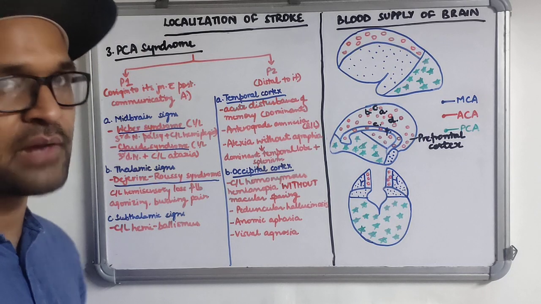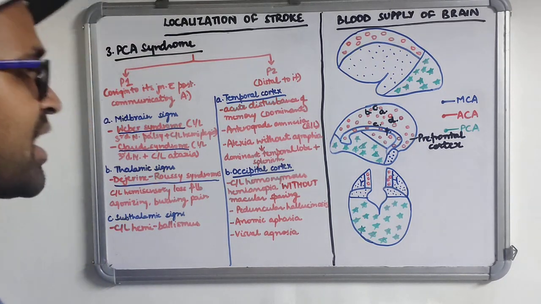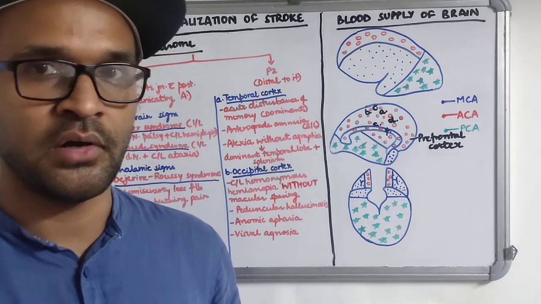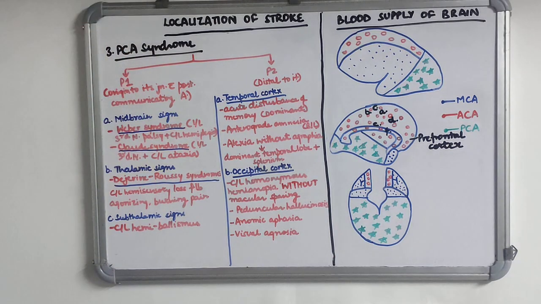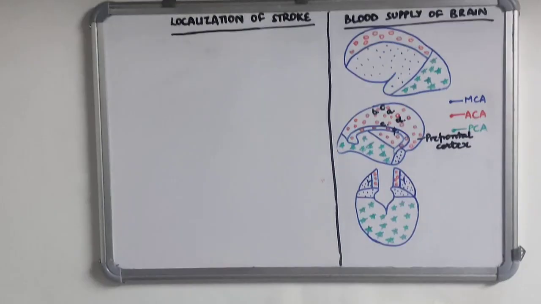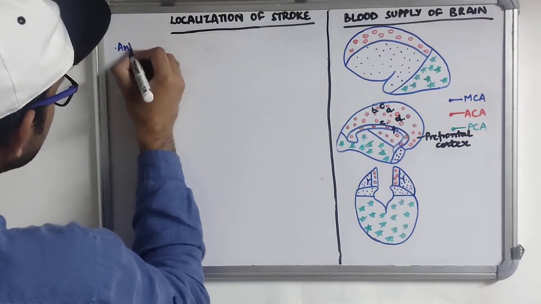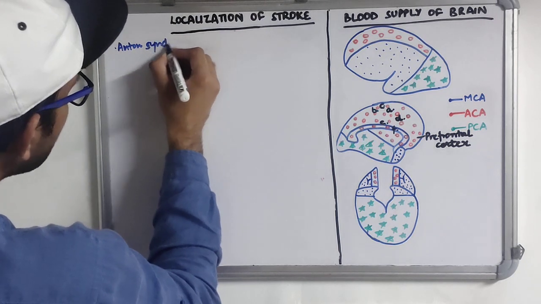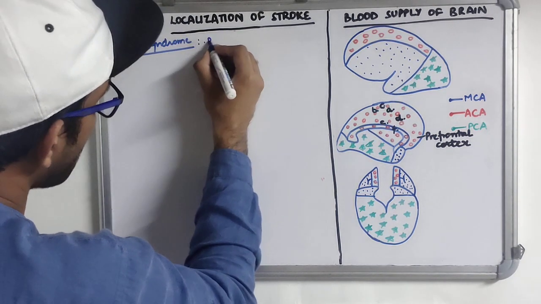So all of these can occur in involvement of the occipital cortex. Now there are some syndromes which occur if there is involvement of bilateral posterior cerebral arteries, that we will take up now. First one is Anton syndrome. Anton syndrome occurs when there is bilateral distal PCA occlusion.